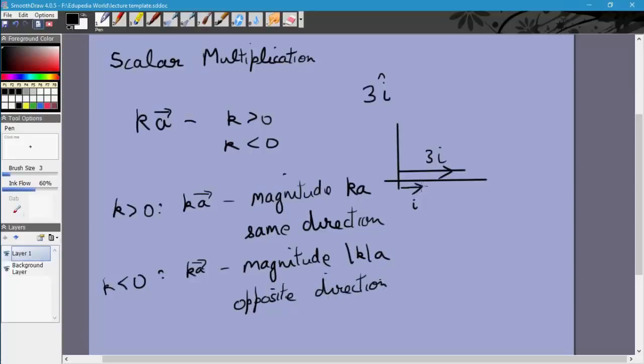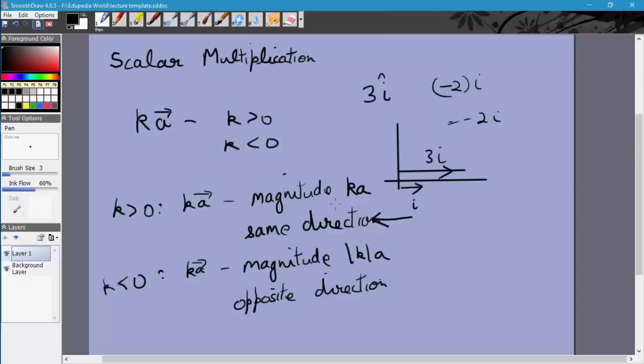So if this is the vector i, what is the vector minus 2 times i? That will be minus 2i, which is this vector, which has a magnitude of 2. So the magnitude is mod k, mod of minus 2 times this, right? But the direction is opposite. So basically, whenever you multiply a vector by a number, if that number is positive, the magnitude becomes that amount times. If the number is negative, the magnitude still is changed by the amount of the modulus of the number, but the direction is also reversed.